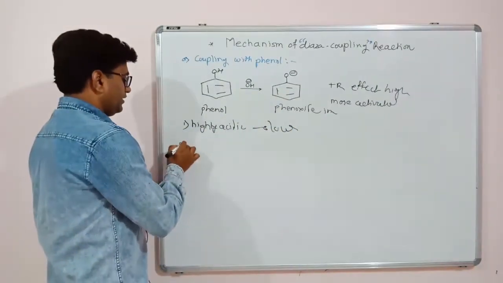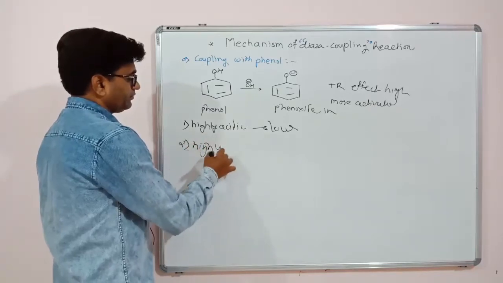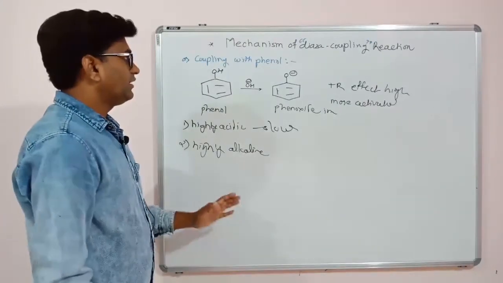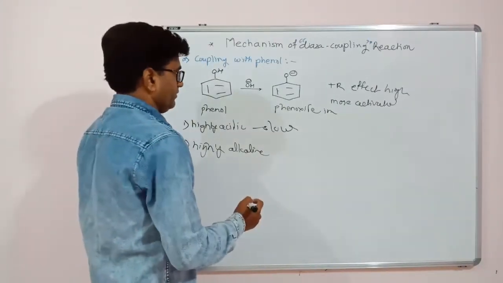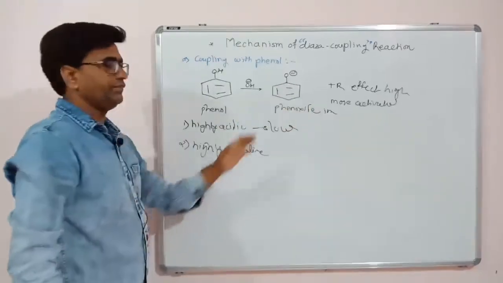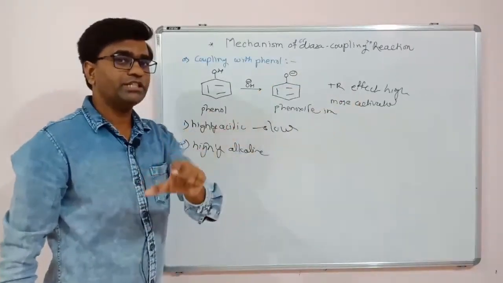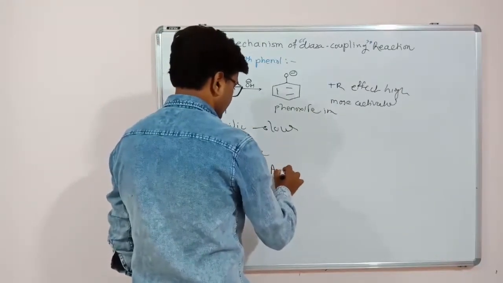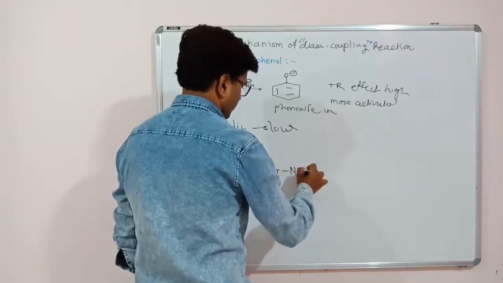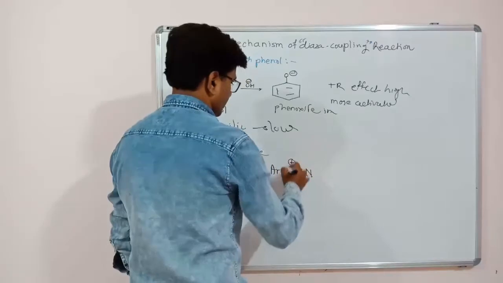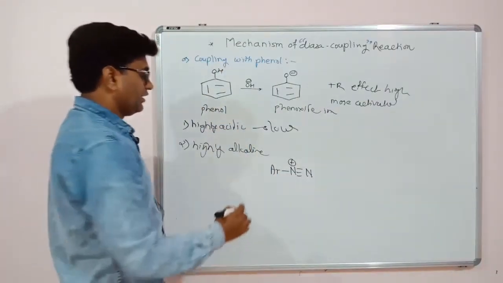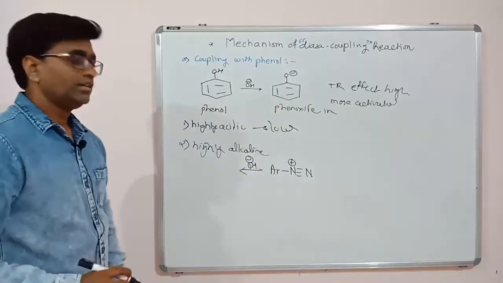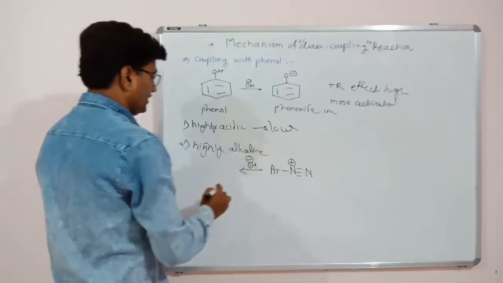If you are using a highly basic, highly alkaline condition, what will happen? Our electrophile is there. In alkaline condition, we will get the phenoxide ion. This phenoxide ion will be activated, but we have an electrophile also in the reaction mixture. What is that electrophile? That electrophile is Ar-N triple bond N, with the positive charge. If we are using more alkaline conditions, then what will happen? This OH forms a bond with this nitrogen.